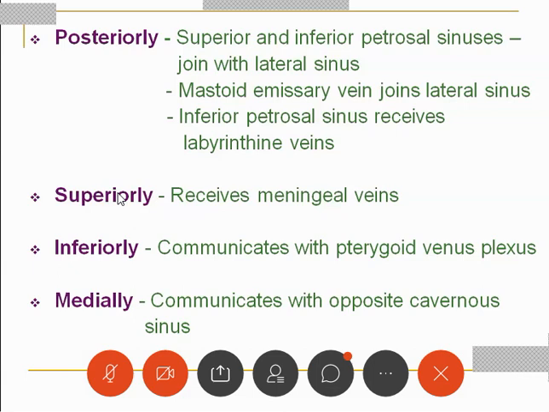Simple meningitis can also cause cavernous sinus thrombosis. Inferiorly, it communicates with the pterygoid plexus. So pterygoid venous plexus thrombophlebitis, like post-operative inflammation after nasopharyngeal angiofibroma surgery, where the pterygoid venous plexus might get infected. We deal so much with the pterygoid venous plexus when we do nasopharyngeal angiofibroma. So even inflammation of that region in the post-op period might cause inflammation of the cavernous sinus, finally leading to cavernous sinus thrombophlebitis. Medially, it communicates with the opposite cavernous sinus.